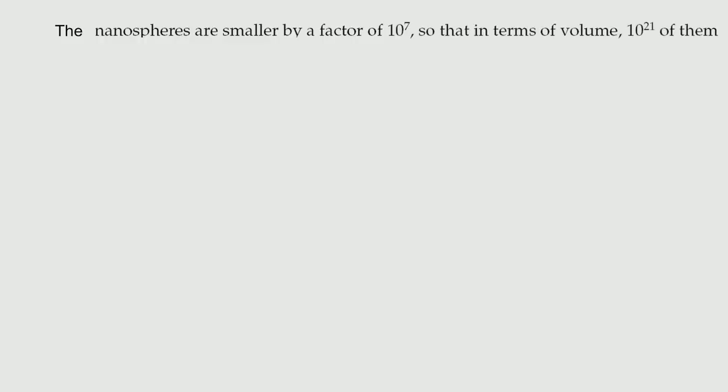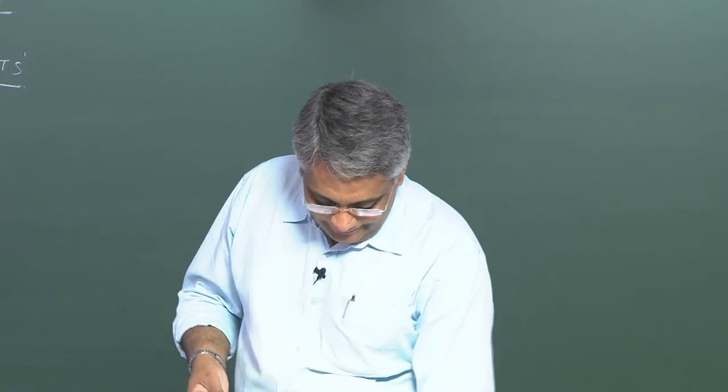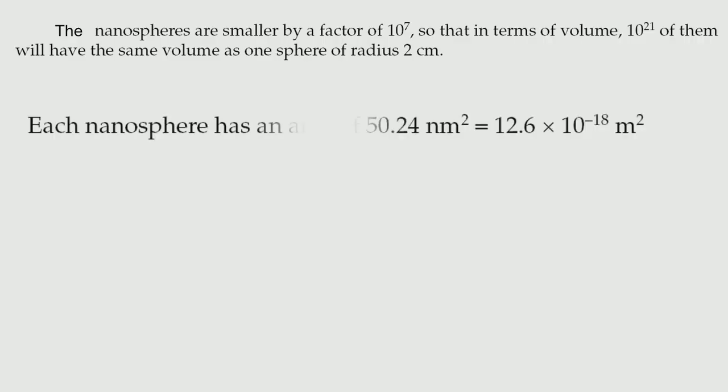The nanospheres are smaller by a factor, so everything scales down by this factor. What is the factor? This factor is 10 raised to 7. So in terms of volume, 10 to the power of 21 of them will have the same volume as one macroscopic sphere of radius 2 centimeters. Which means each nanosphere now has an area of 12.6 into 10 raised to minus 18 meter square.